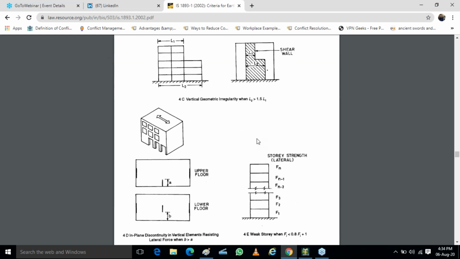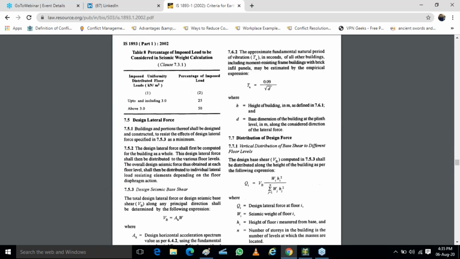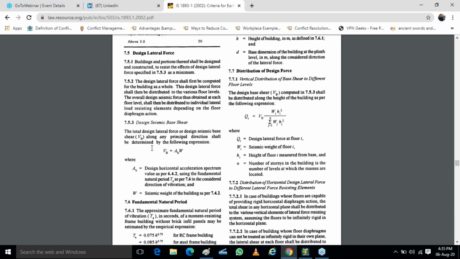See guys, I'm teaching you along with the code so that you can understand how to read these codes. This is also important. T equals 0.09 upon D, which is the time duration for your wave. Then VB, which is the design seismic base shear, VB equals AH into WI. AH value we will find. WI we have already put, which is the seismic weight of a building.